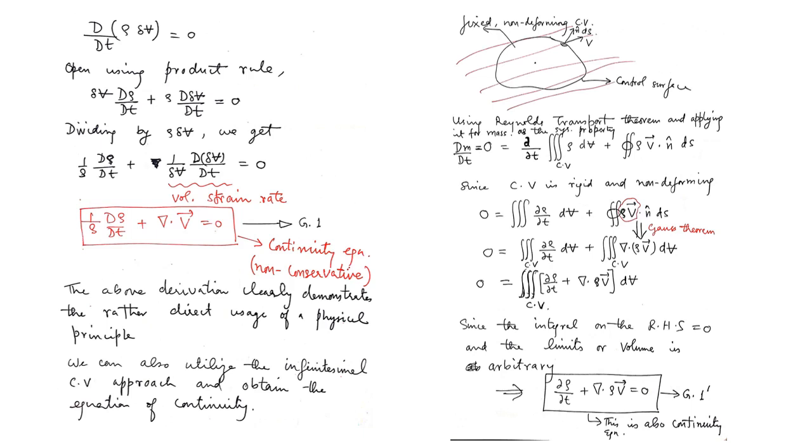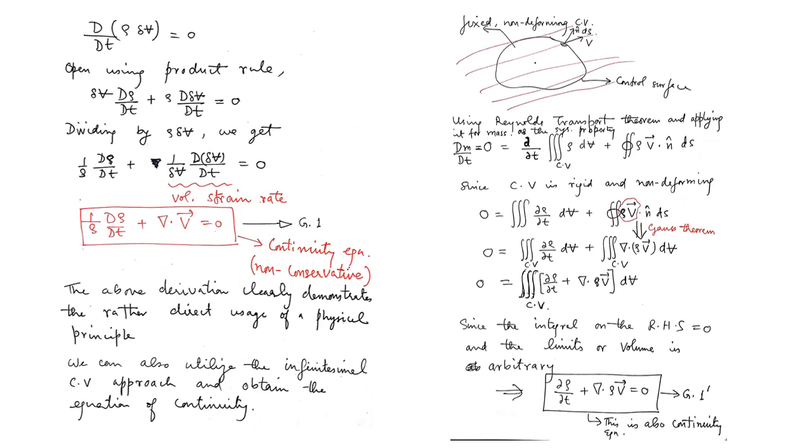infinitesimal control volume approach. Infinitesimal, because eventually the result is for an infinitesimal control volume: del rho del t plus del dot rho V. Okay, so this is the governing equation 1 dash.